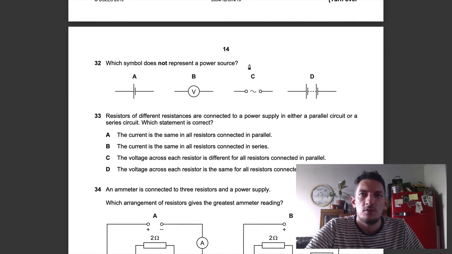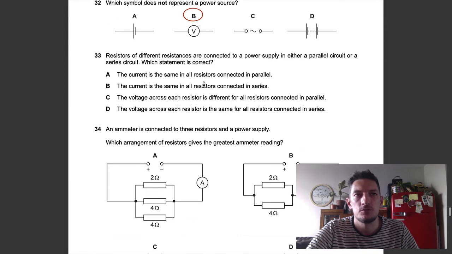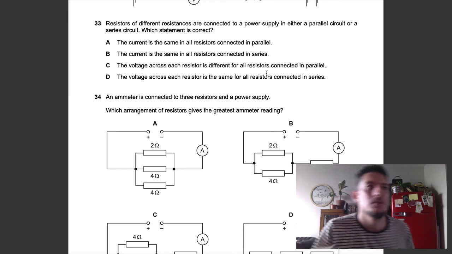Which symbol does not represent a power source? This is an individual cell. That's a power source. This is a voltmeter. It's not a power source. This is an AC power source. That little line means it's AC. It's a little wavy shape. And this is just multiple cells, which you call a battery. It's also a power source. This one's not a power source. We're on 33 out of 40. All right, getting there.